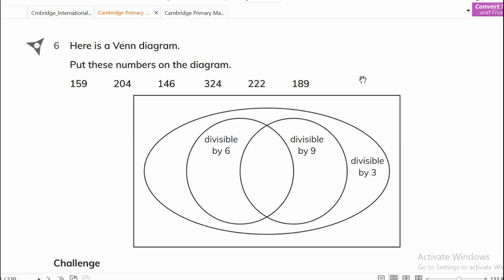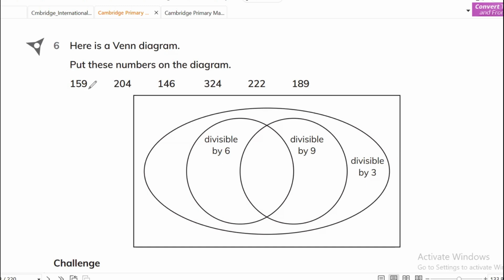So here in question number 6, here is a Venn diagram. Put these numbers on the diagram. So we have 159, 204, 146, 324, 222, 189. These are all 3-digit numbers, but we will follow the same rules of 3, 6 and 9. If the sum of the digits is divisible by 3, we will write it in the circle of 3.